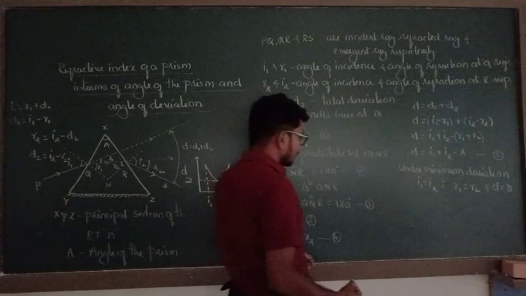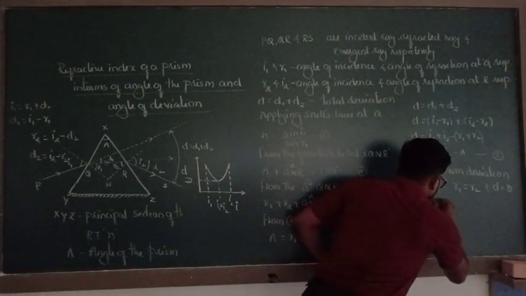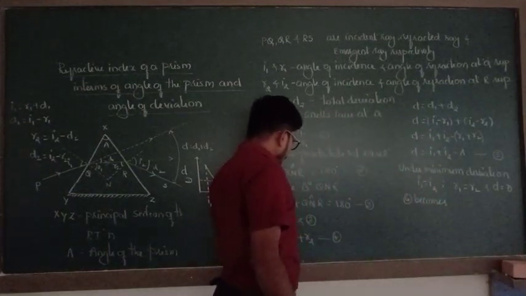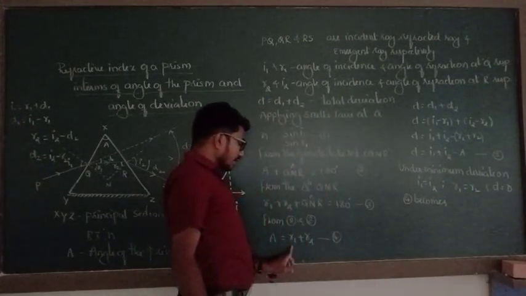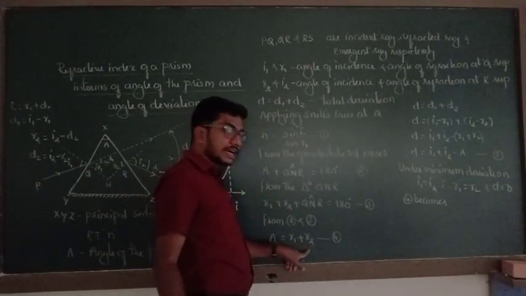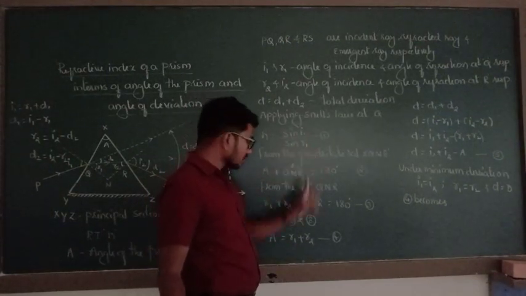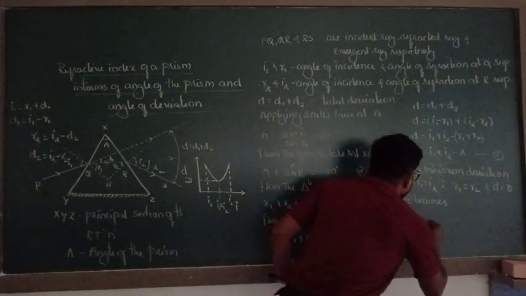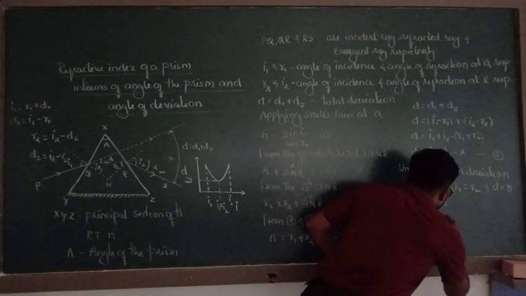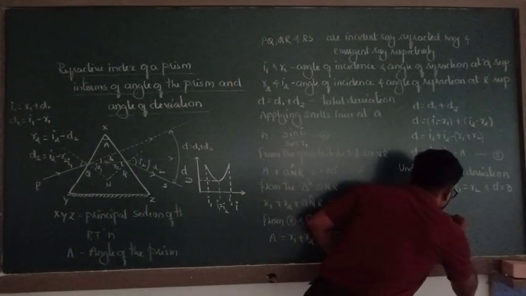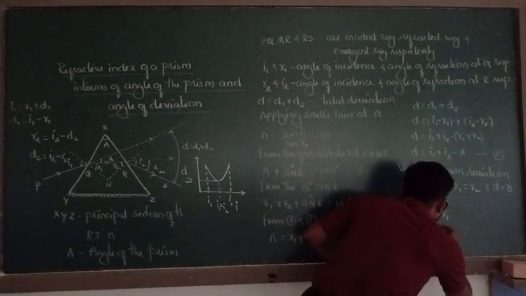Equation 4 becomes, instead of R2 I am going to consider R1, or you can consider instead of R1 you can write R2. Then you should write this equation as sin I2 divided by sin R2. Then A is equal to R1 plus R2, that is 2R1, then R1 is equal to A by 2.